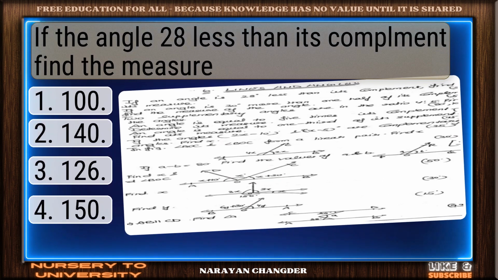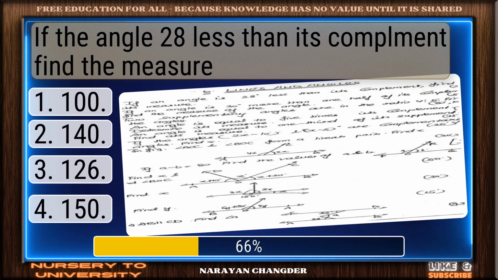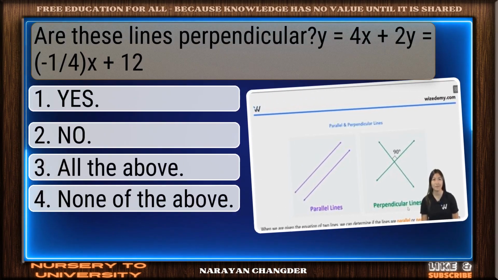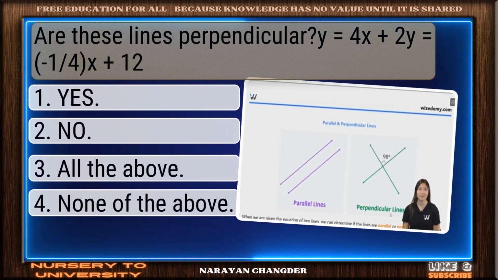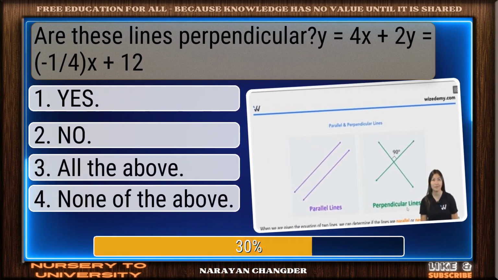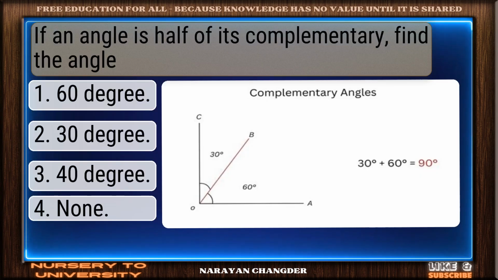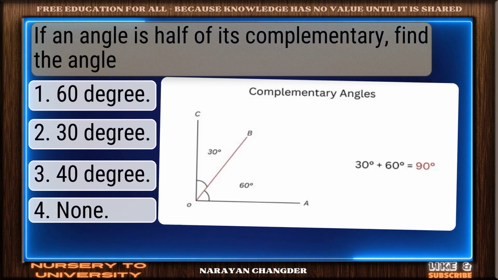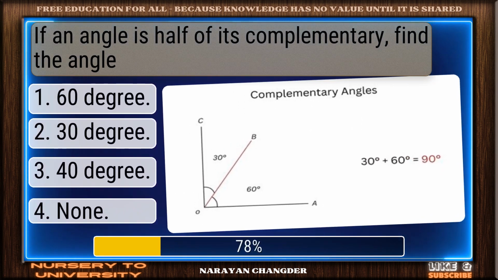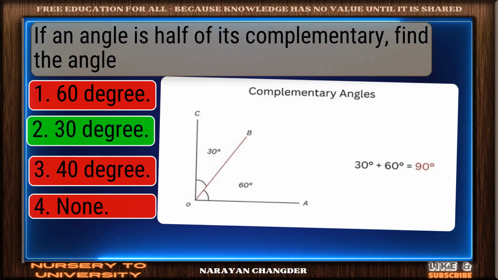Question number 145. If the angle is 28 less than its complement, find the measure. Great thinking. 126 is the right choice. Question number 146. Are these lines perpendicular? y equal to 4x plus 2, y equal to x plus 12. Well picked. Yes is the correct answer. Question number 147. If an angle is half of its complement, find the angle. Nice work. You chose 30 degrees, and it is correct.